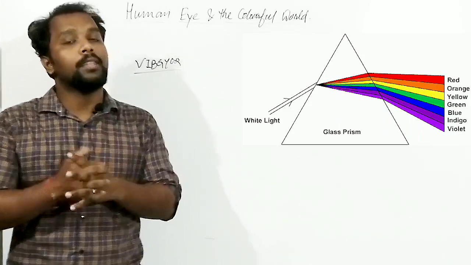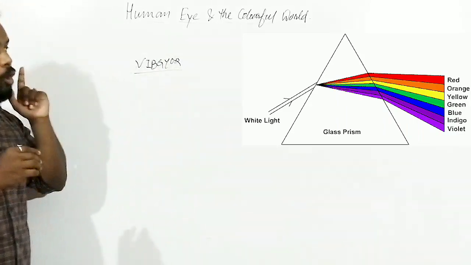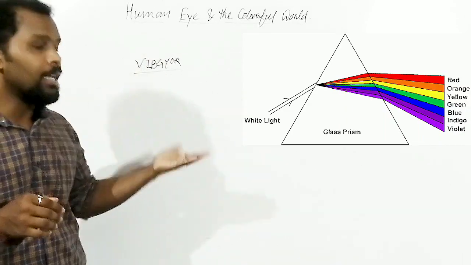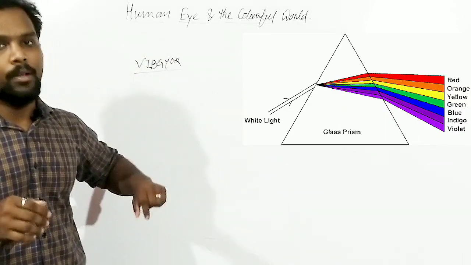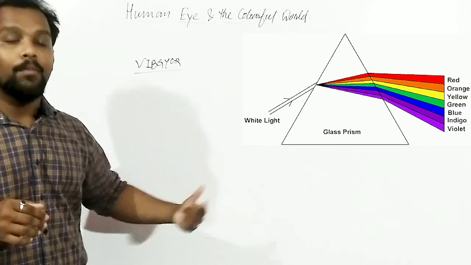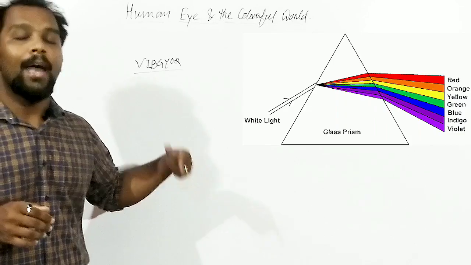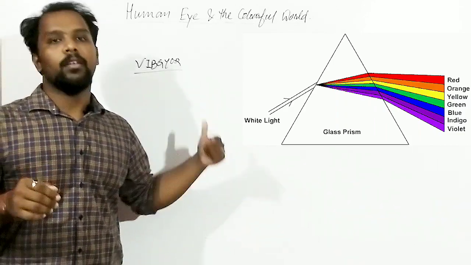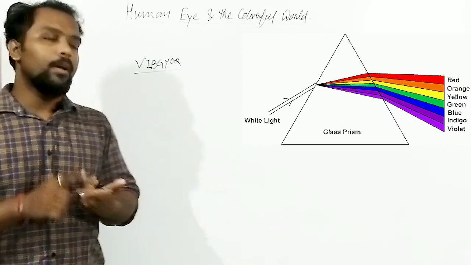Now what is actually happening? If you clearly notice, you are going to observe that the red color has less deviation from its original path, or least refraction, compared to violet. Violet light has the highest amount of deviation, or highest amount of bending after it gets refracted. We have to understand it.